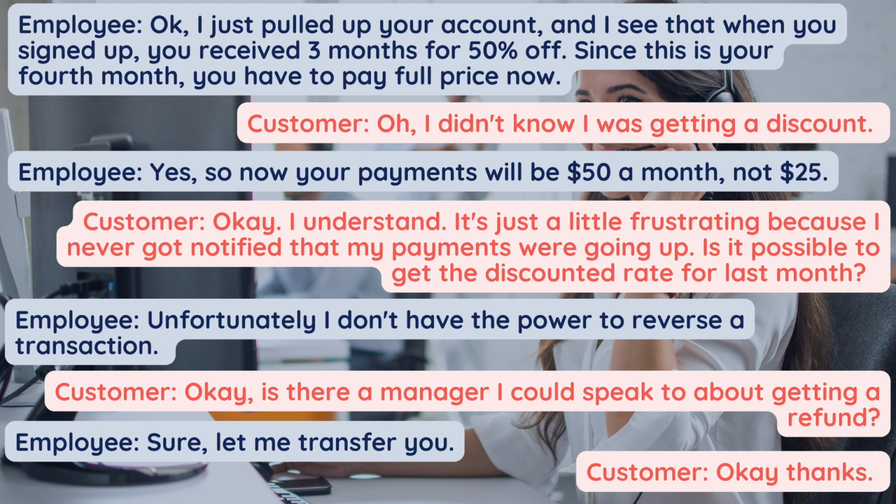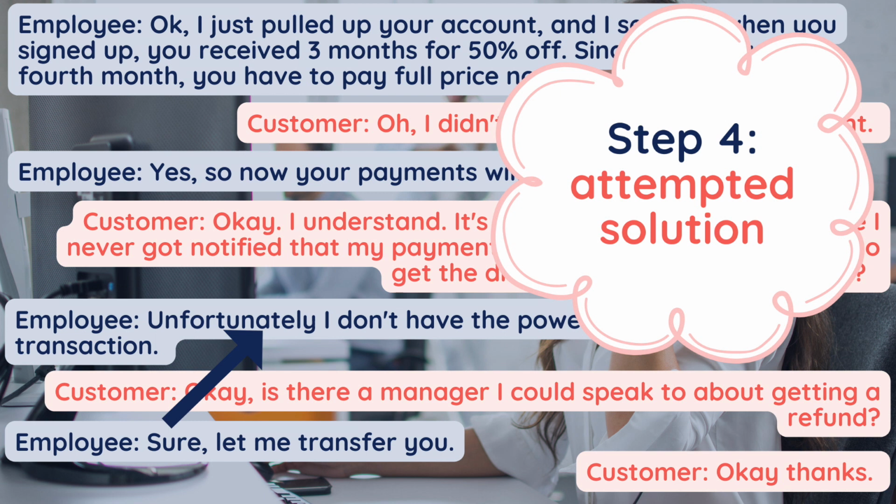All right, so in this second conversation, we see that the complaint gets a little more complicated. And when it gets more complicated, we have to add a few more steps. So after Savannah completes step number 3 and provides her account information, the employee tries to complete step number 4 and resolve the issue, but they can't. So step number 4 is an attempted solution, but it doesn't work.